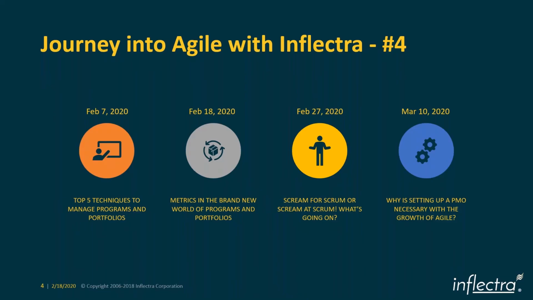The series consists of four different webinars. The first one was top 5 techniques to manage programs and portfolios, where we introduced programs and portfolios and some of the five important techniques, which we concluded on February 7th. Now we are focusing today on the metrics in the brave new world of programs and portfolios. And a couple more sessions are queued up on February 27th and March 10th as well.